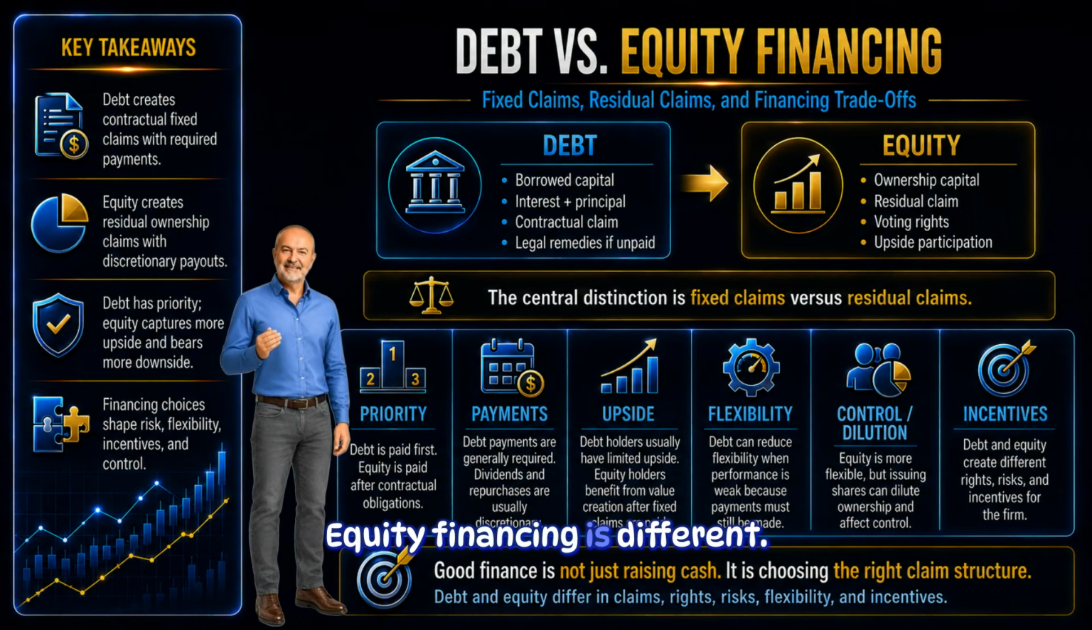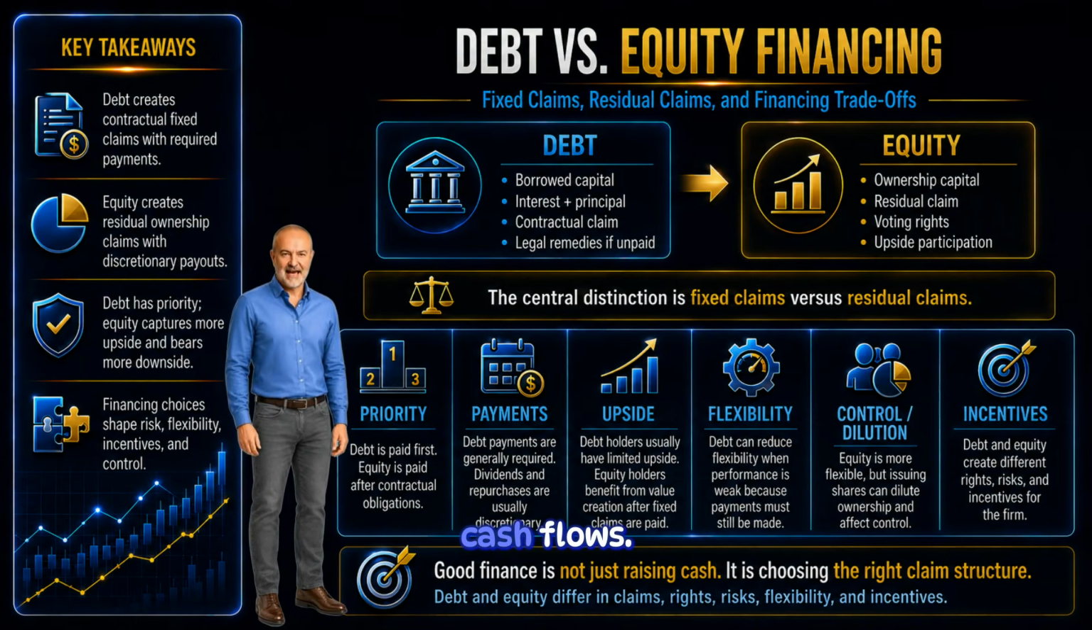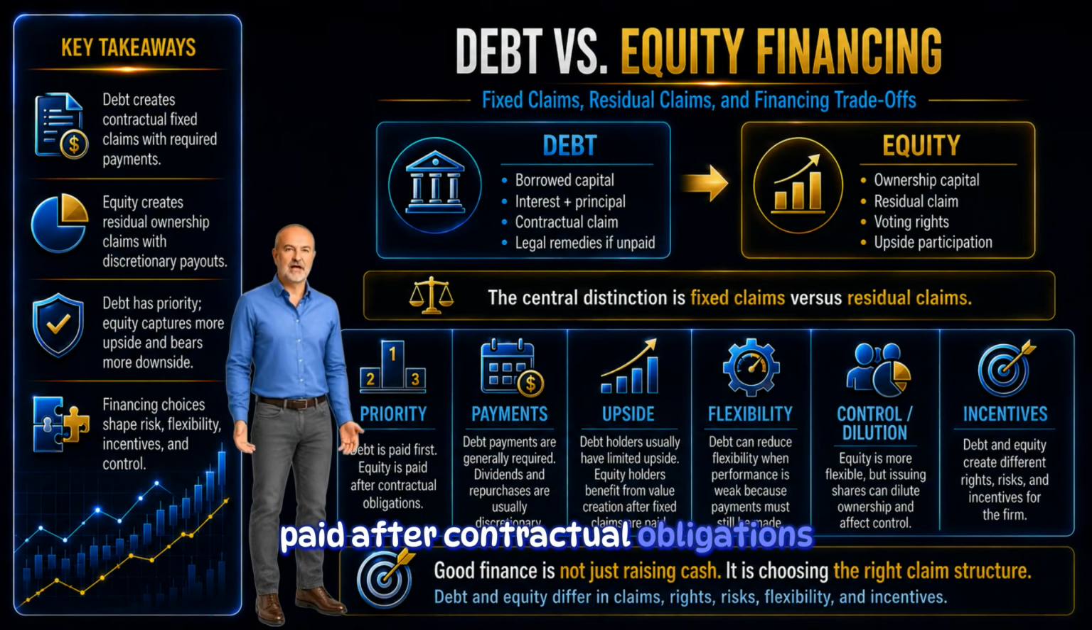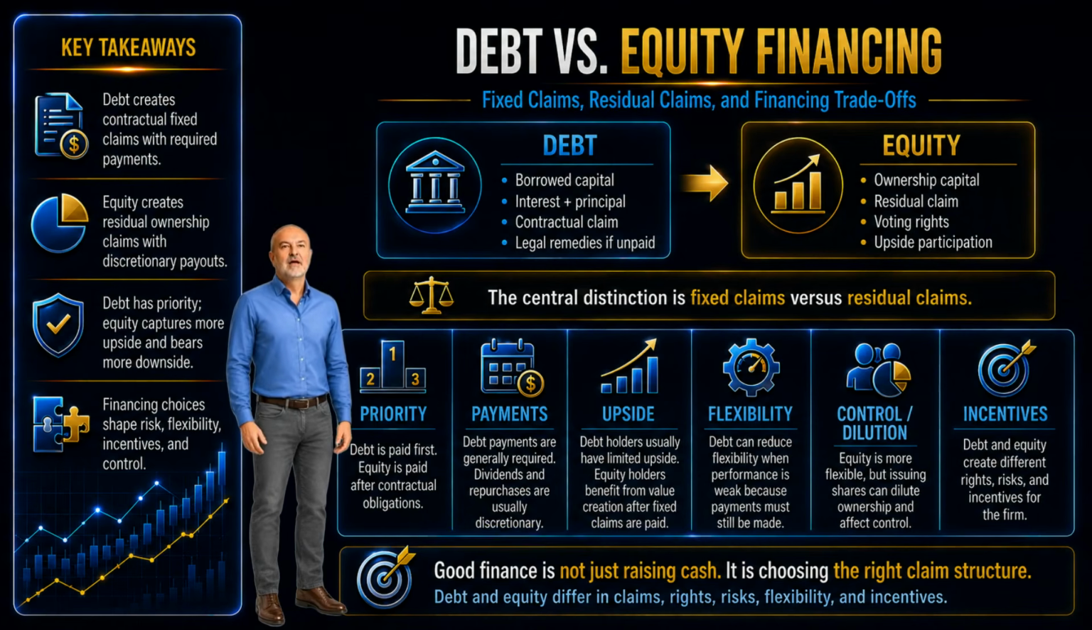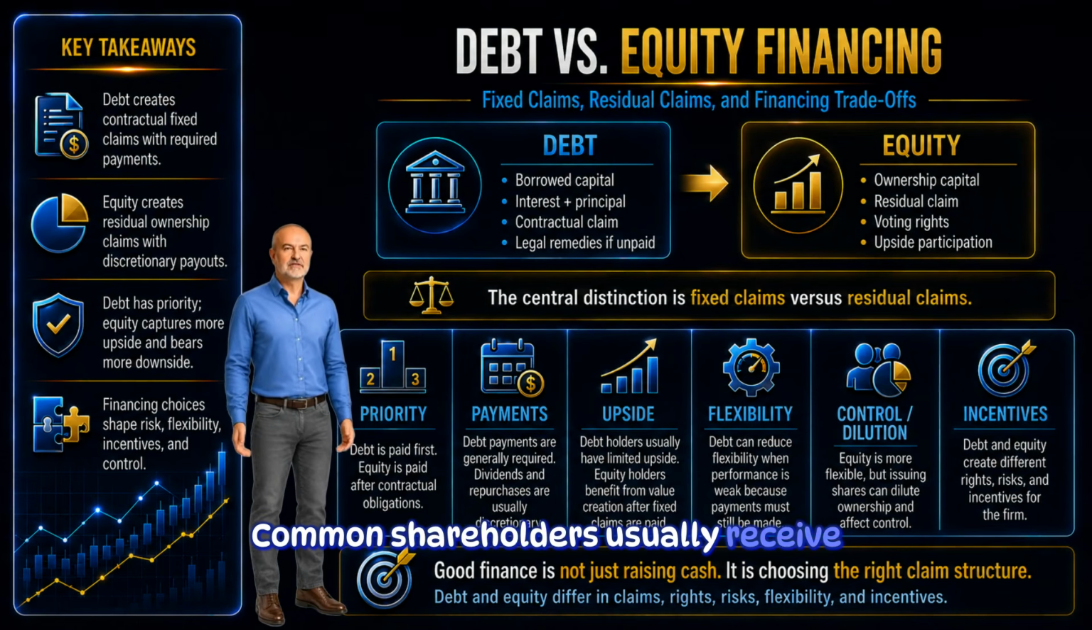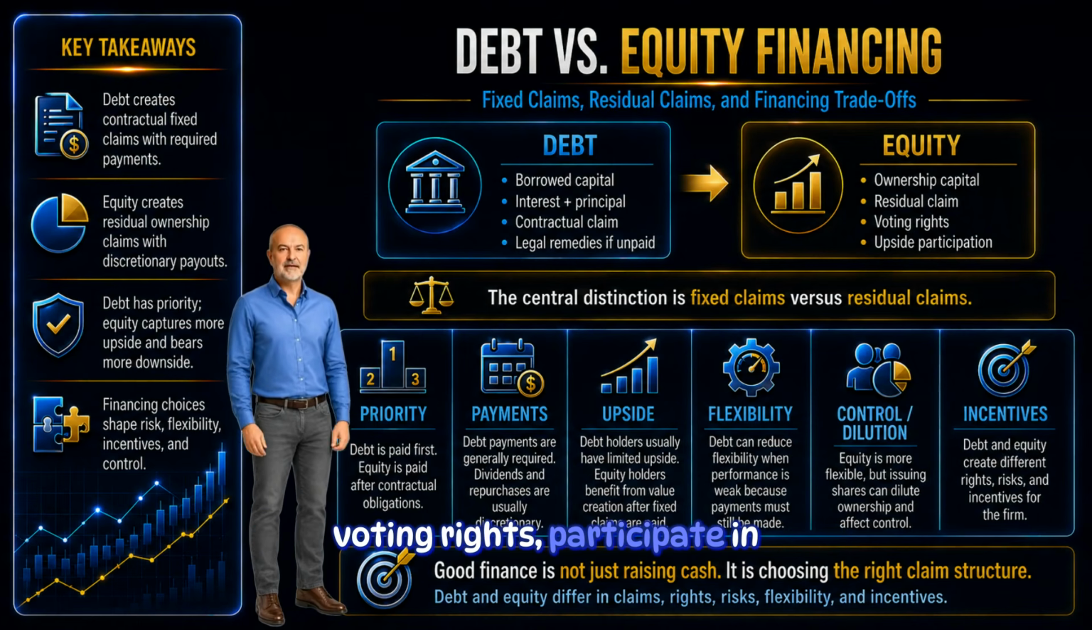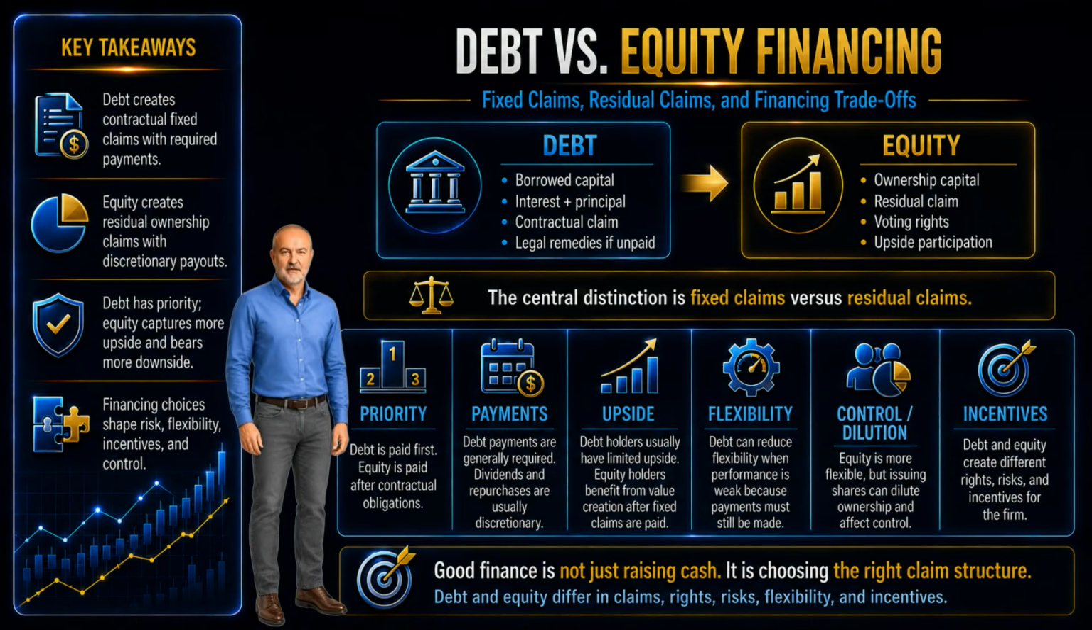In severe cases, they may force default proceedings. Equity financing is different. Equity holders are owners. They receive a residual claim on the firm's cash flows. This means they are paid after contractual obligations have been satisfied. Common shareholders usually receive voting rights, participate in upside gains, and bear much of the downside risk. The central distinction is fixed claims versus residual claims. Debt has higher priority. Equity has lower priority.